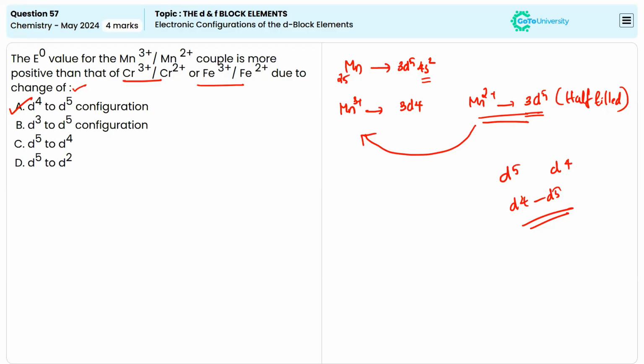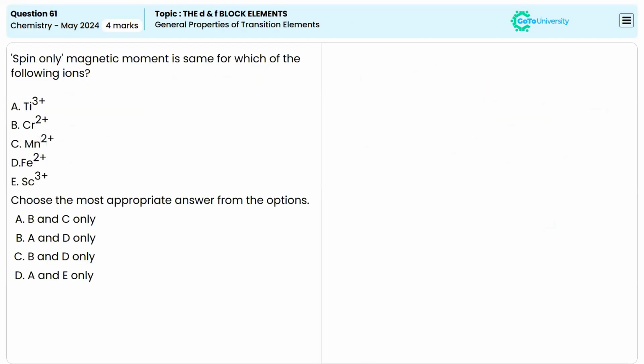Write down the points to reach the answer. Okay, fine, done. Next question: the spin only magnetic moment is the same for which of the following ions? First we have to know the formula to find out the spin only magnetic moment.